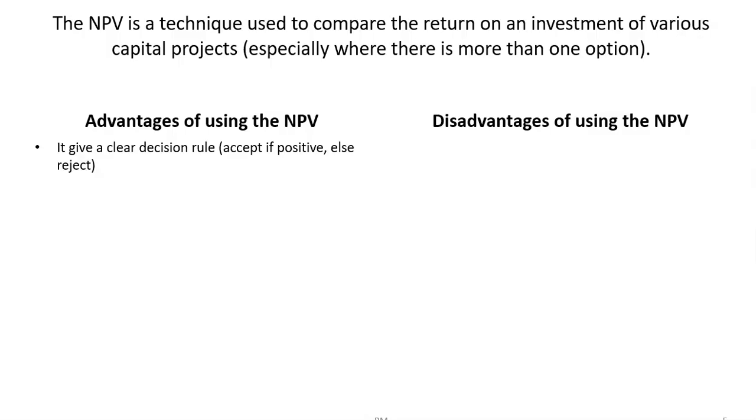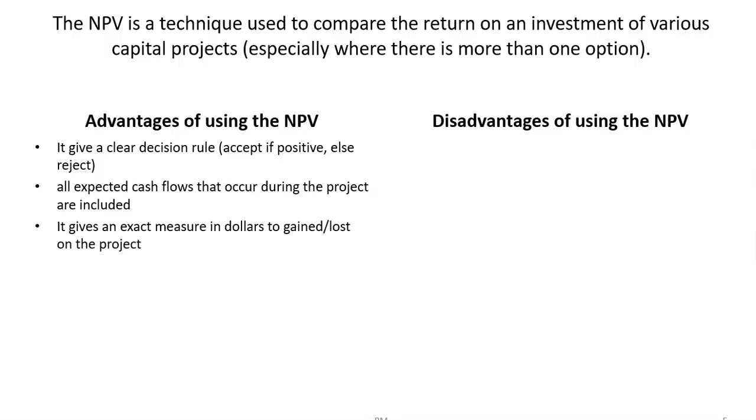It says if the NPV is positive, you should accept the project, and if it's negative, you should reject the project. It also uses all of the information. So whenever there are inflows or outflows during the time of existence, in other words, however long this project is, at which point you put in money or take out money, right? It's going to use all that information to come up with an answer for you. Therefore, it's going to give you an exact measure in dollars as to whether this project will gain you a return or cause you to lose your return.